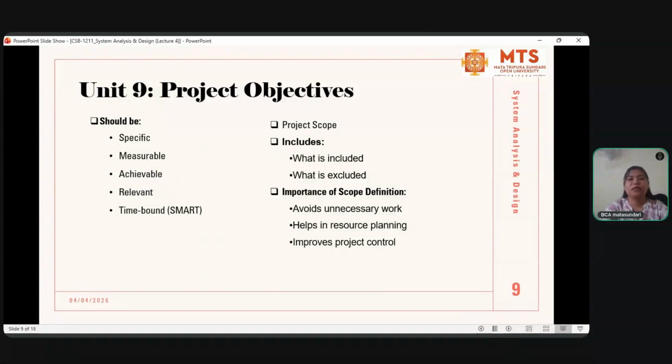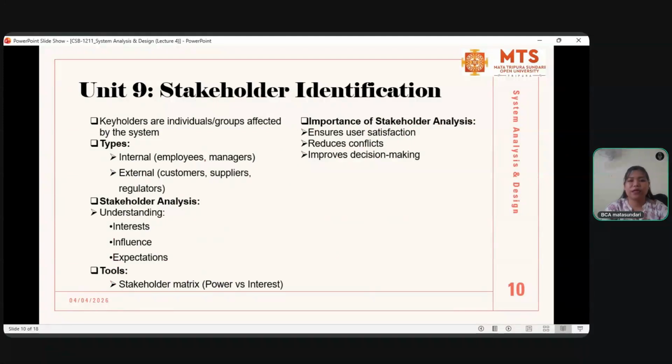Okay. Next, stakeholder identification. How to identify the stakeholders? Stakeholders are individuals or groups affected by the system. There are two types of stakeholders, internal and external. Internal means employees and managers. External are customers, suppliers, and regulators.